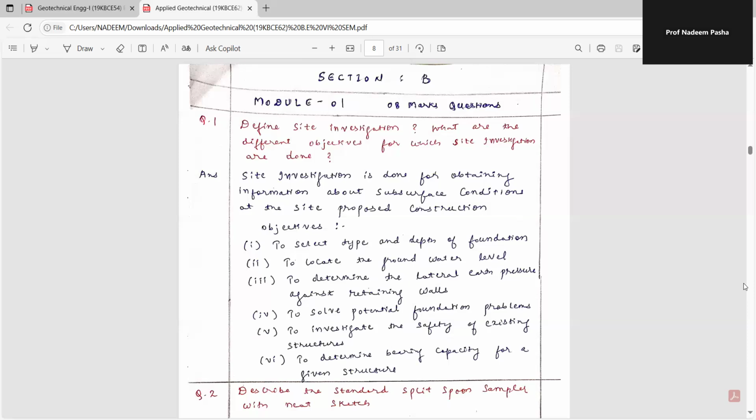Next, to determine the lateral earth pressure against a retaining wall. Next step is to determine the lateral earth pressure against the retaining wall.